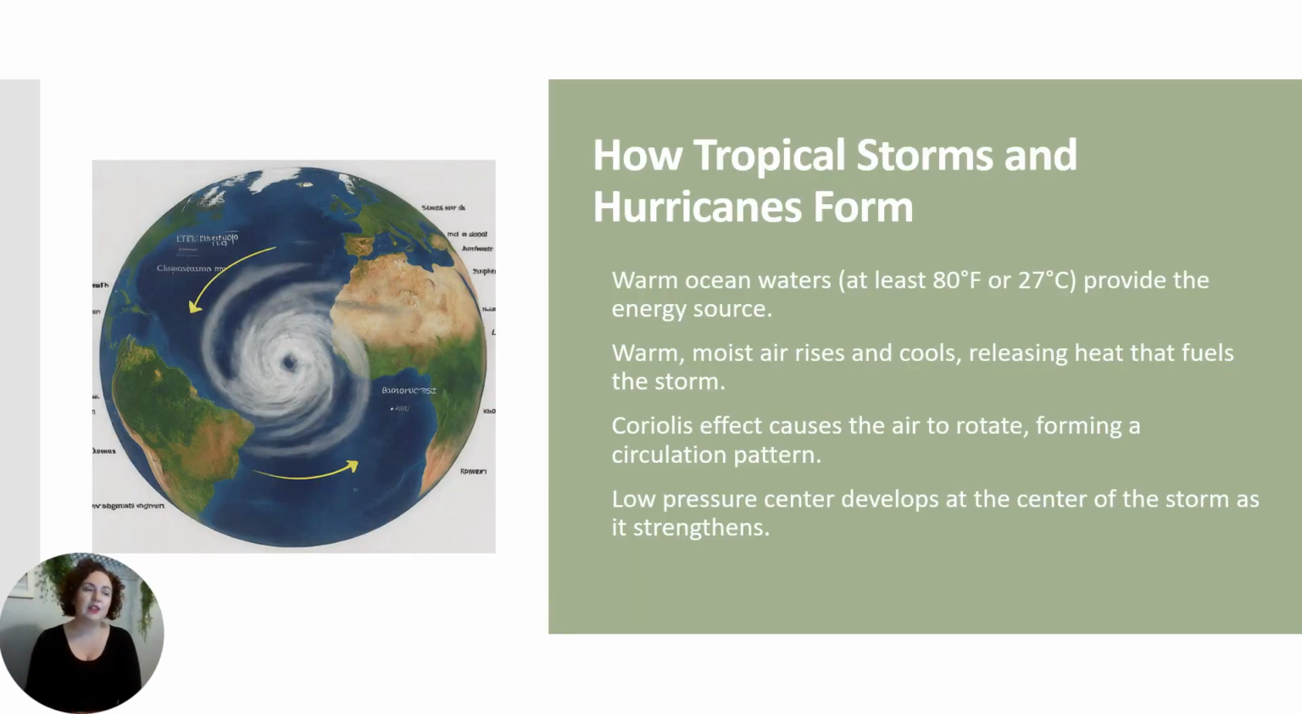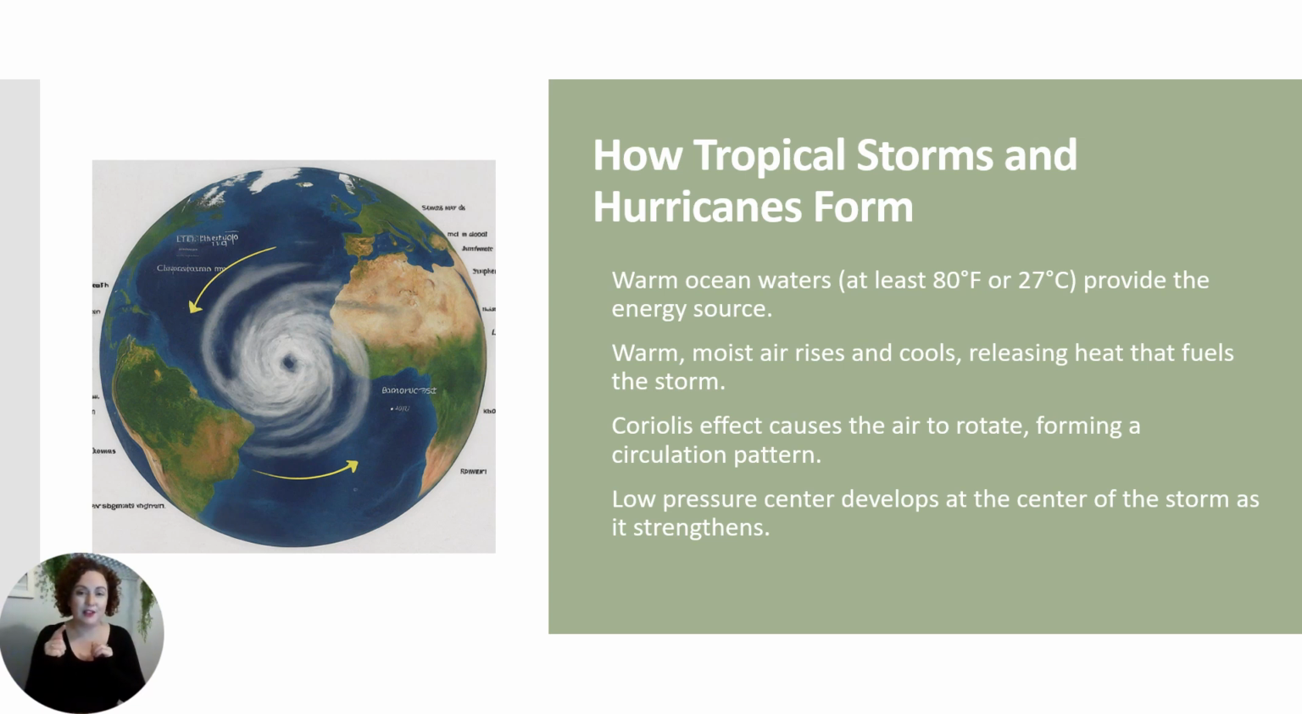How do these tropical storms form? So these are like our ingredients, okay? They are warm ocean waters at least 80 degrees, or 27 degrees Celsius, that provide the energy for the storms. Warm, moist air rises and cools, releasing heat and fueling the storm.